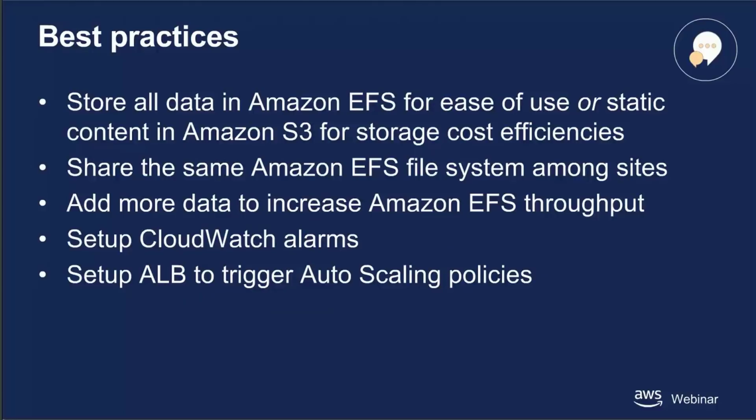Store all data in Amazon EFS for ease of use, or static content in Amazon S3 for storage cost efficiencies. So again, the difference between static and dynamic content. Share the same Amazon EFS file system among sites. Add more data to increase Amazon EFS throughput. Set up those CloudWatch alarms. It'll help you make sure everything's running optimally. And then set up your ALB to trigger auto scaling policies.